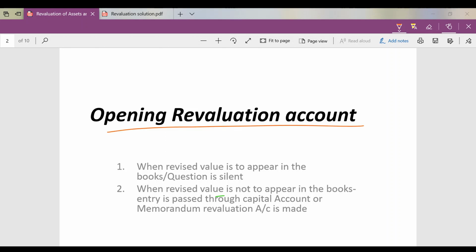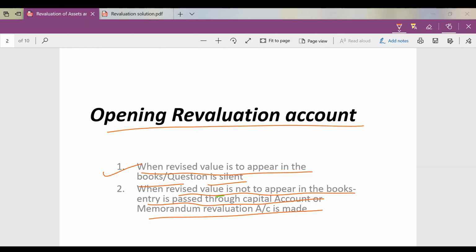Opening a revaluation account is done when the question is either saying that the revised value is to appear in the books or the question is silent. So you have to actually pass journal entries involving revaluation, right? But if the question says that the revised value is not to appear in the books, the entry can be passed through the capital account or through a memorandum revaluation account.